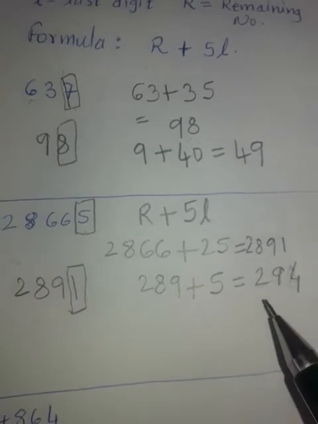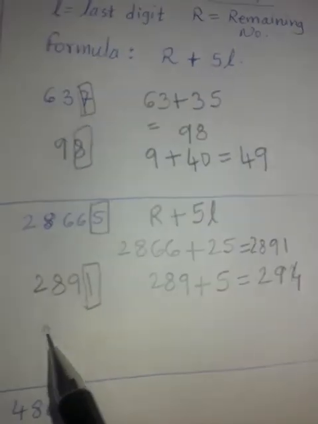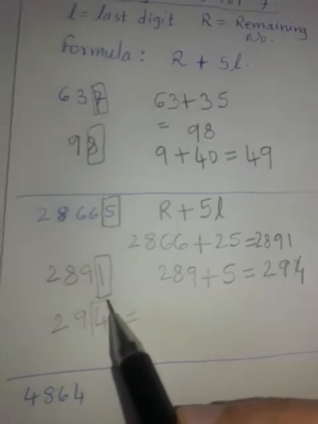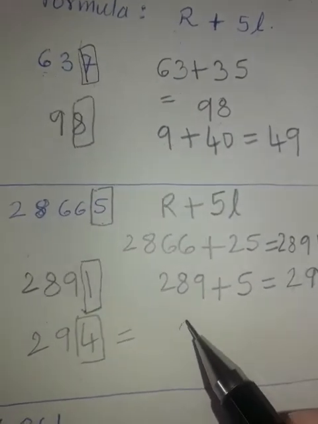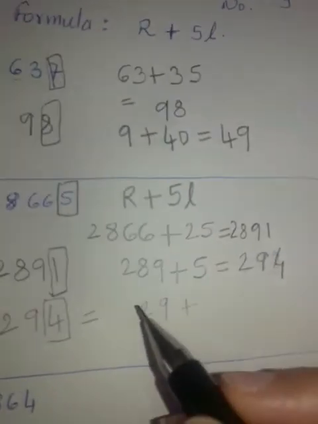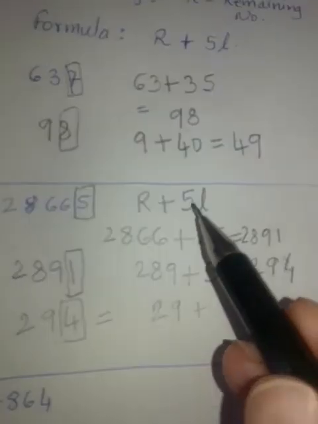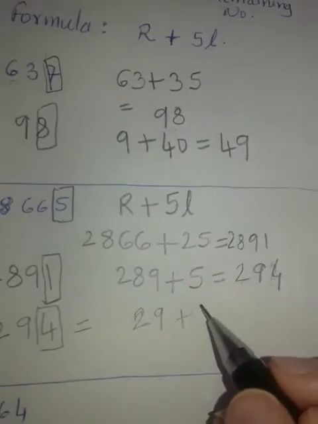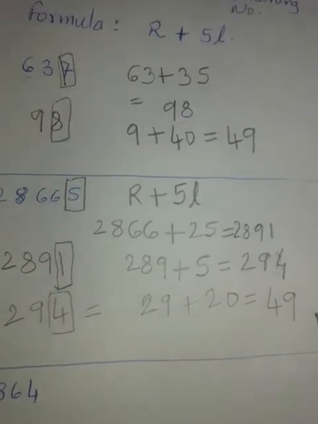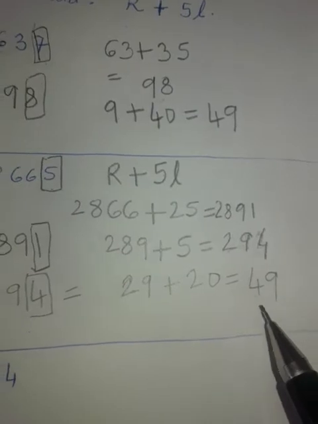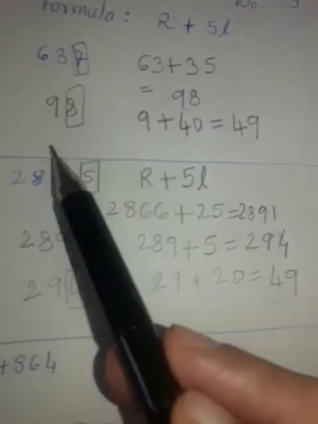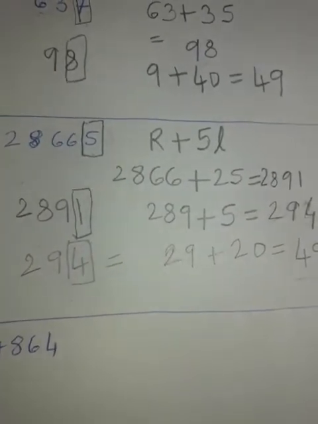But again, if you are not able to do it orally, what you can do is copy 294 here. This is the last digit. Remaining digit is 29. Apply our formula R plus 5L. Remaining digit is 29. 5L is 5 4s are 20. Sum is 49. Now all know 7 7s are 49. This is divisible by 7. So this original number 28,665 is divisible by 7.